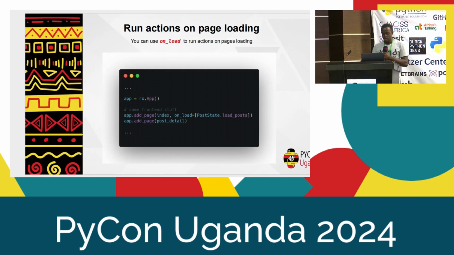So, running actions on page load. If you've worked with a front-end framework, there are actions you're always going to perform when you render a page, such as loading data from an API. You just have to add the page and then provide the on_load argument, and that will provide your method for loading the posts.